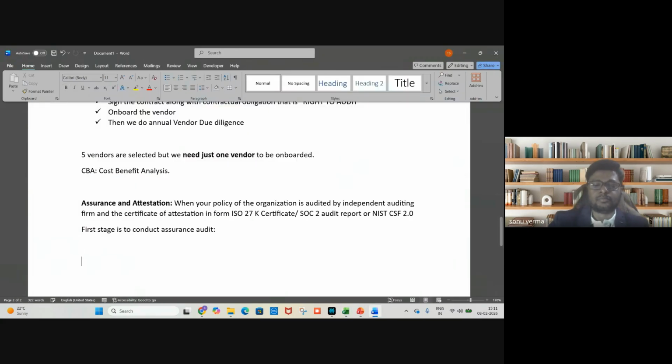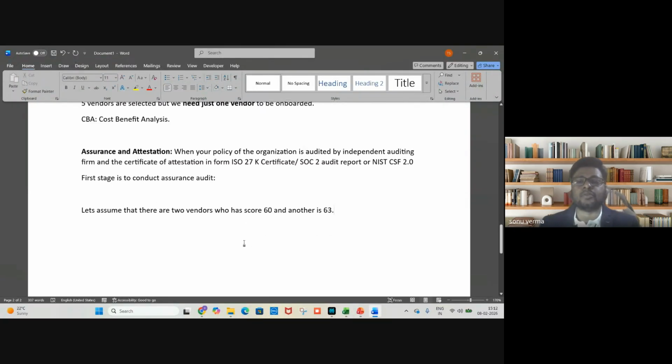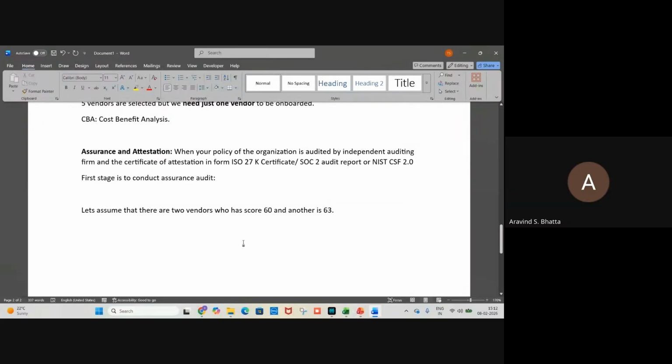So let's assume that there are 2 vendors, one who has scored 60 and another 63. Which vendor score is better from the CSRA point of view, Arvind and Akshay? Yeah, the vendor with 63 score is better.